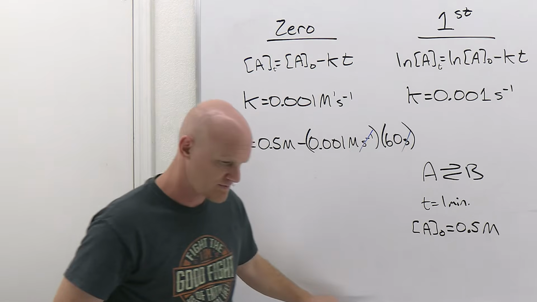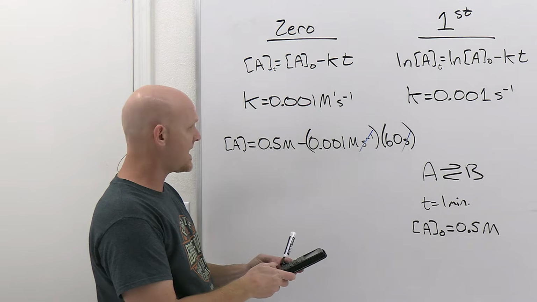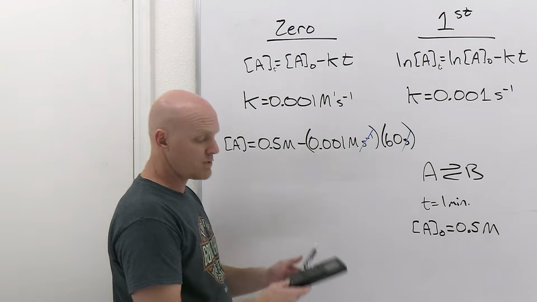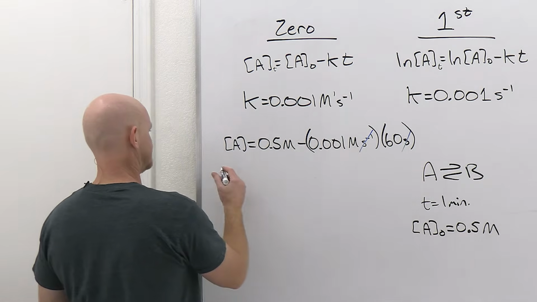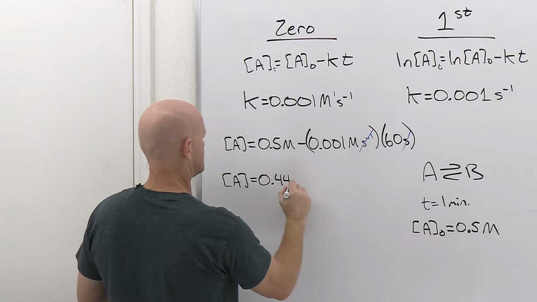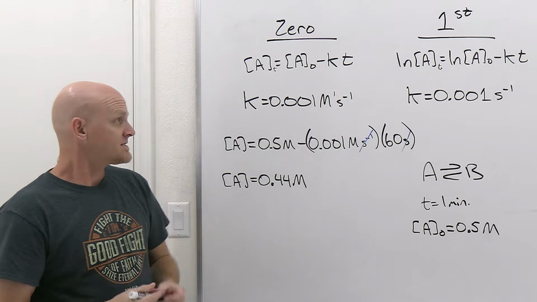All right, so if we pull out our handy dandy calculators here, we're going to get 0.5 minus 0.001 times 60, and we're going to get 0.44 molar. Okay, so that's for a zero order.